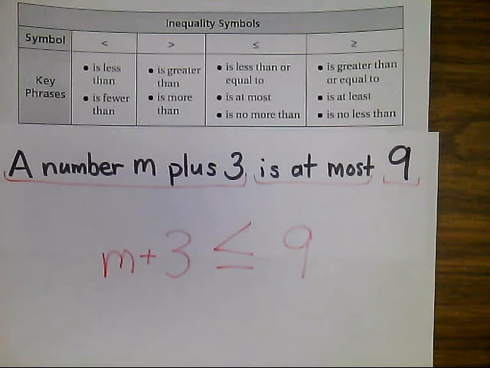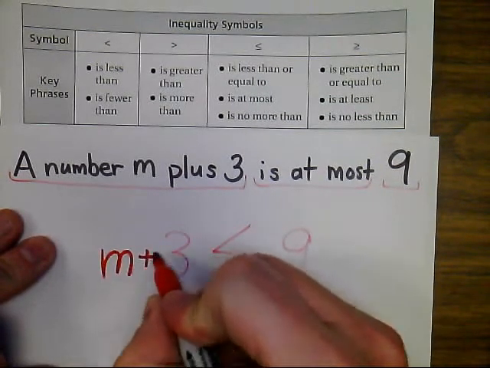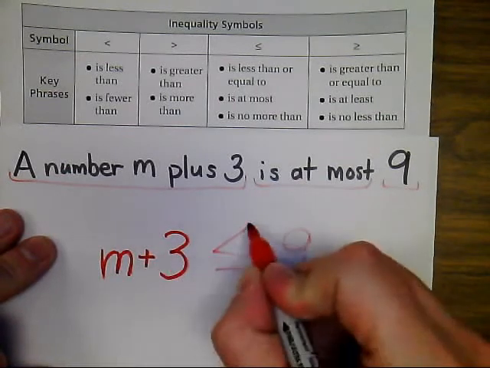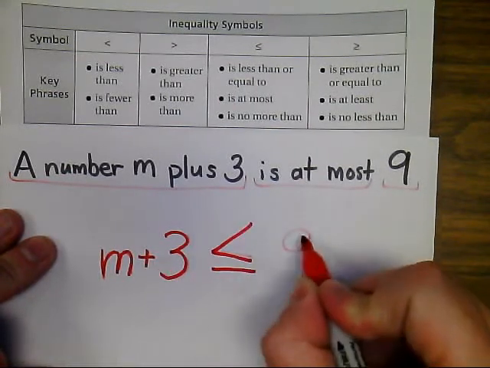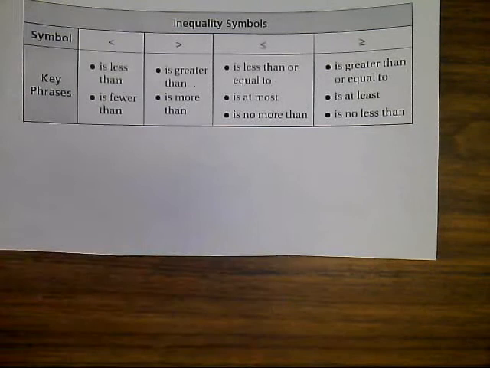I'm just going to darken up this because my pen is clearly running out of ink, just so you can very clearly see the answer we have here. m plus 3 is less than or equal to 9. All right? And so I have another example here.